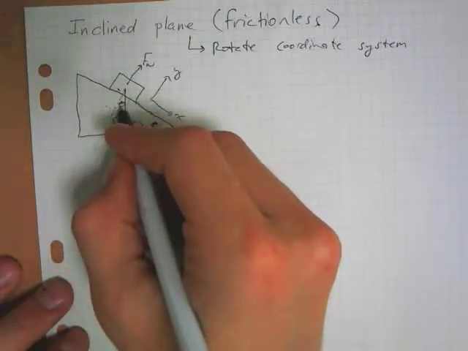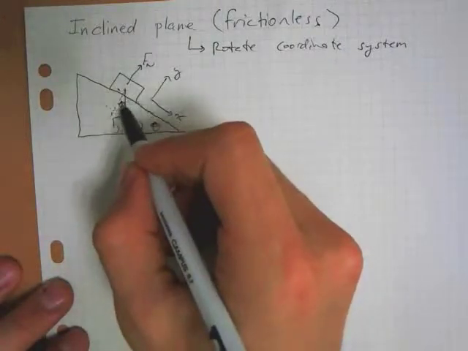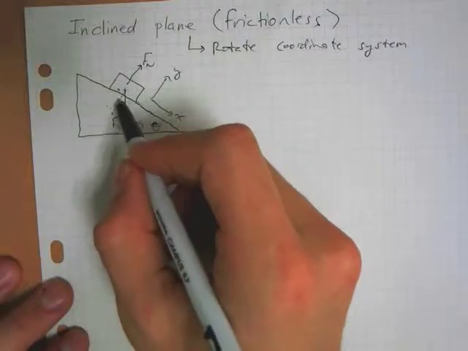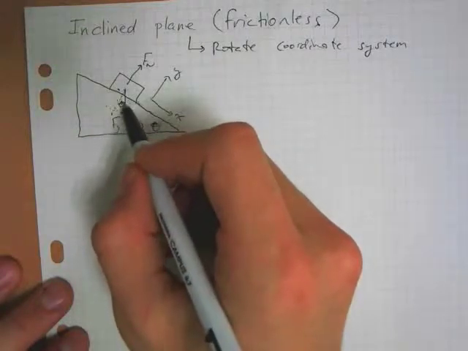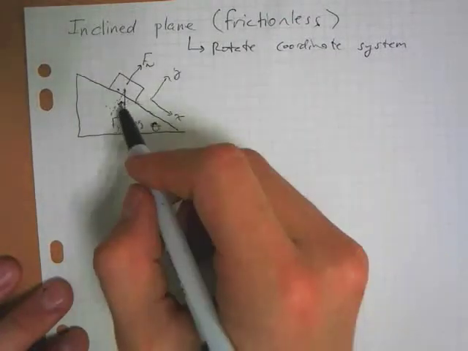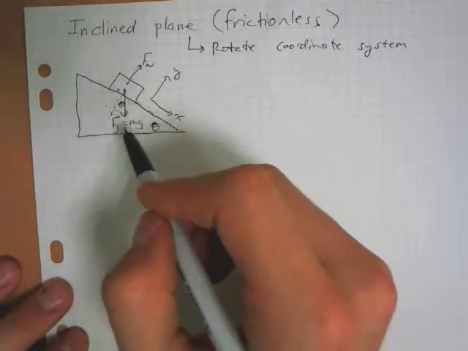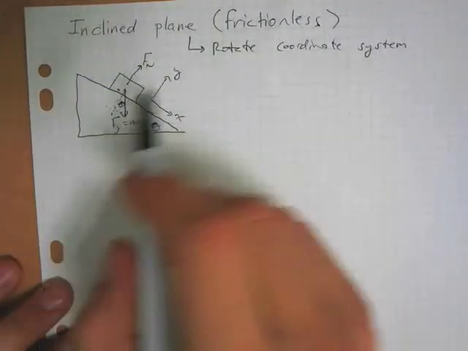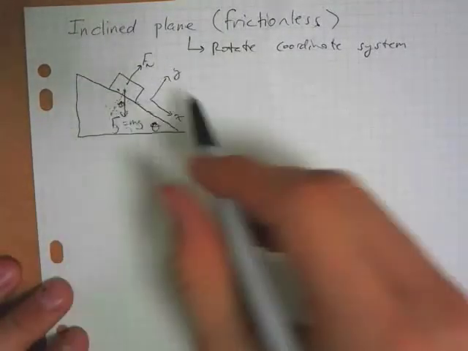So this y component, since it's adjacent to the theta, this y component of the gravitational force is actually related to cosine theta. If that's not clear, I can talk to you about that individually.